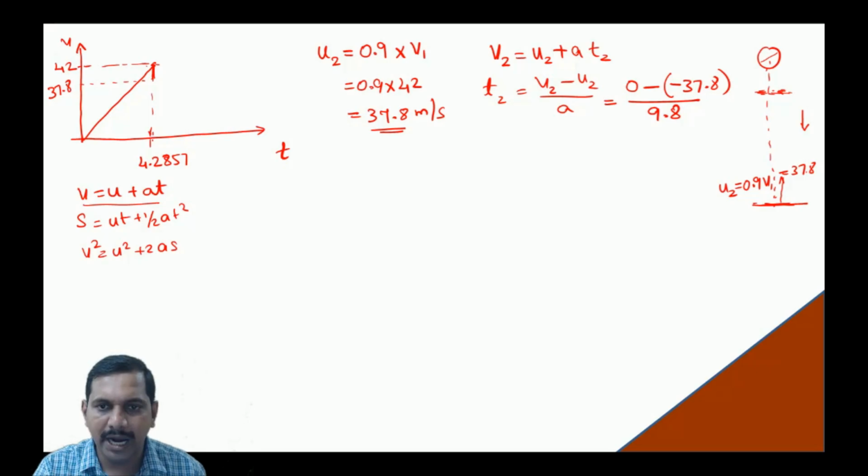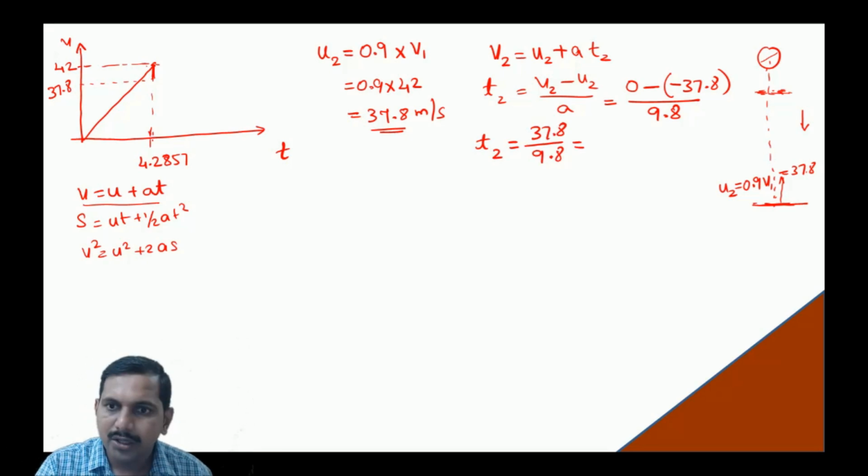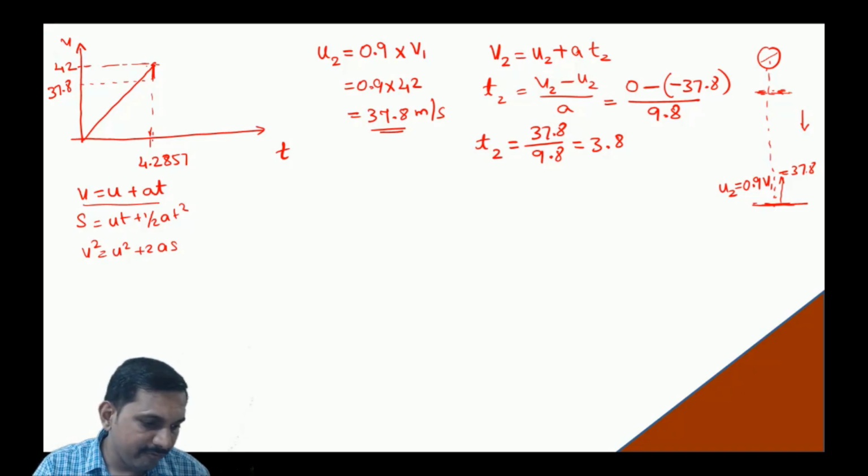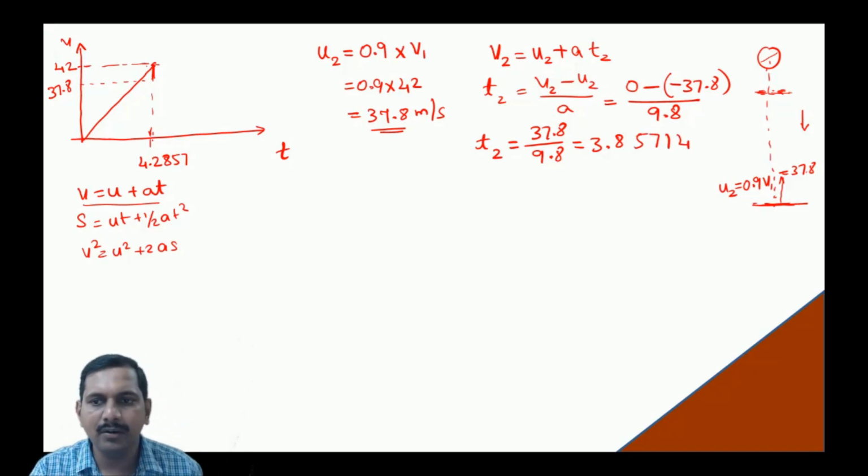When we do that, we get T2 is equal to 37.8 divided by 9.8, and this comes out to be 3.85714, right? We are going to take only 4 digits, so we will take it as 3.8571 seconds.